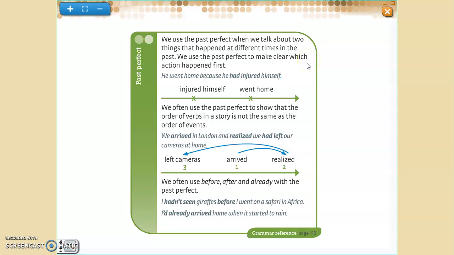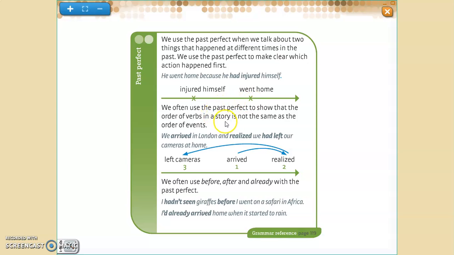So for example, here in the sentence, he went home because he had injured himself. So the action in the past perfect takes place first, and then the action in the past simple takes place second. So first he injured himself and then he went home.